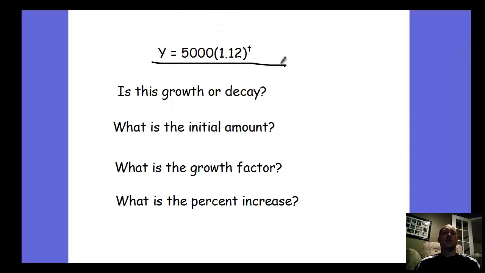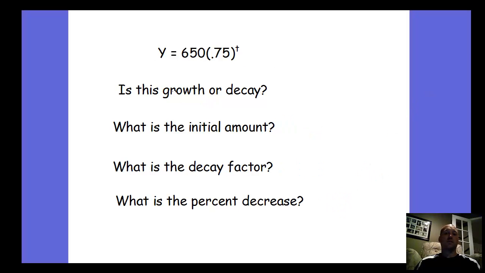So if this was the equation given to us, we first have to realize if it's growth or decay. How do we figure that out? It's always the base. This number here is greater than 1, so I know it's a growth. What is the initial amount? The initial amount is 5,000, that A value. What is the growth factor? It would be 112%. The increase is 12%. Increasing by 12%, the growth factor is 112%.